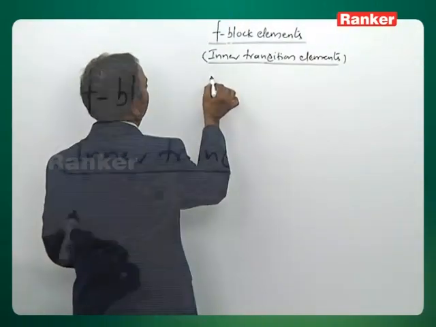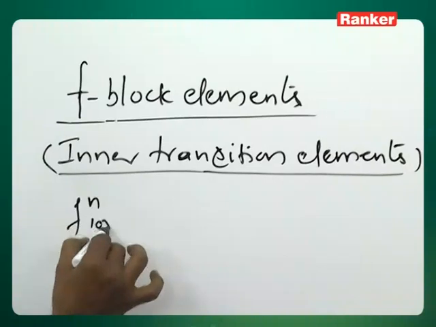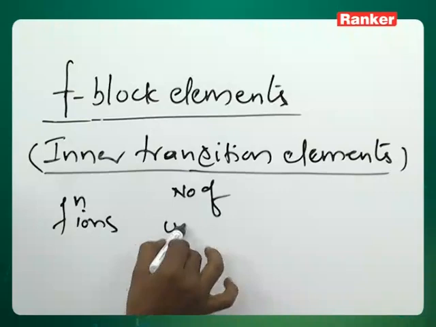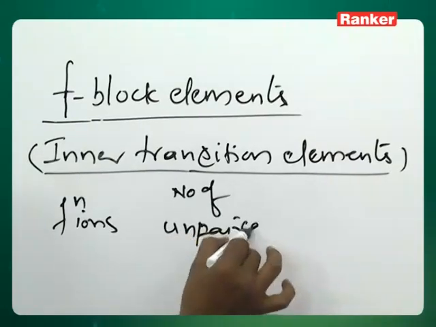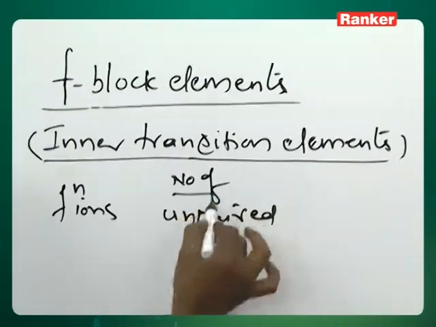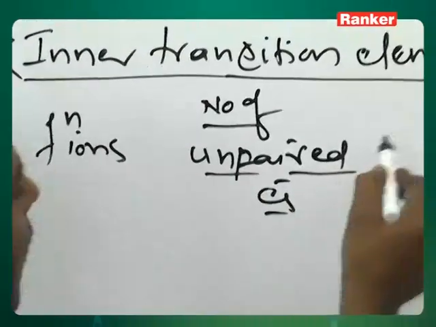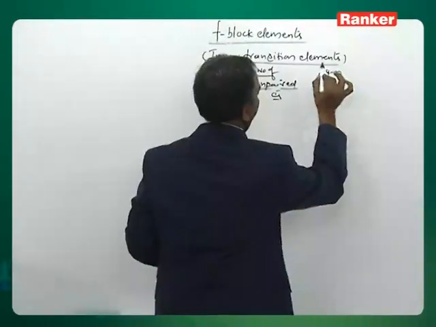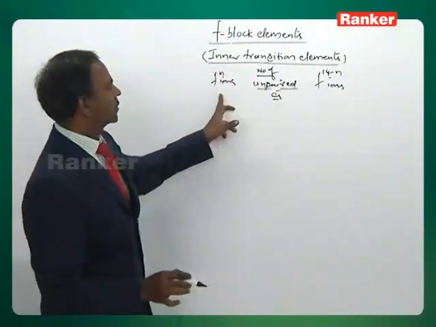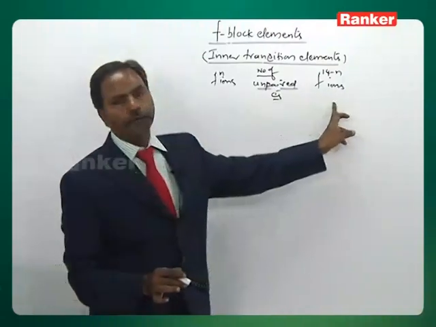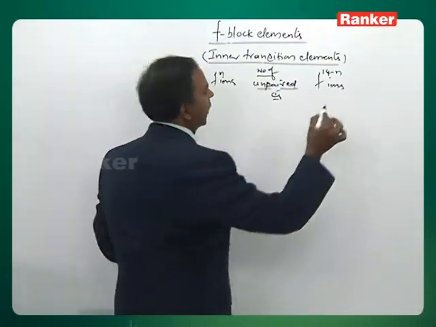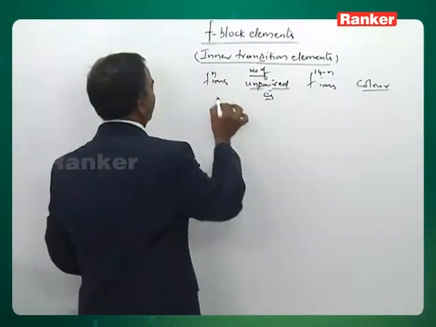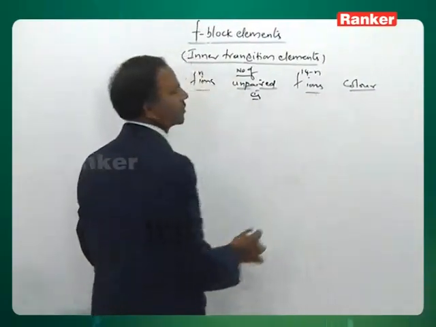Let us make the columns: fn ions, number of unpaired electrons, and f14-n ions, number of unpaired electrons. Let me make one more column. What is the color of this particular pair? So fn ions, f14-n ions, and the color.